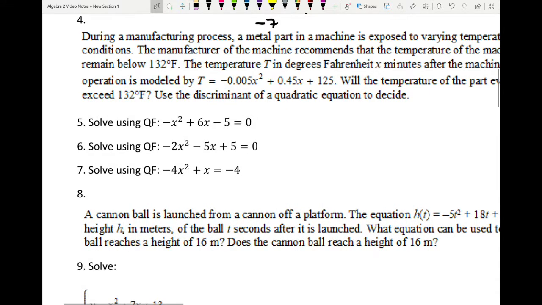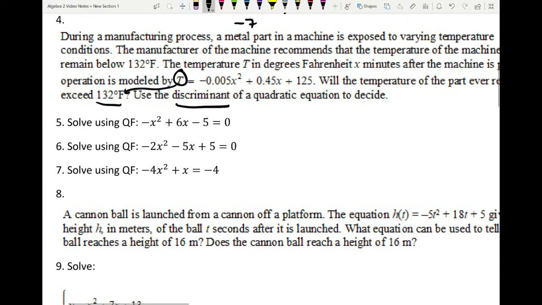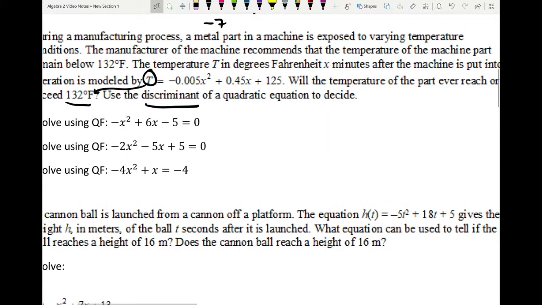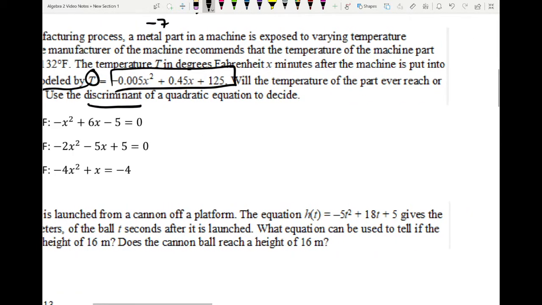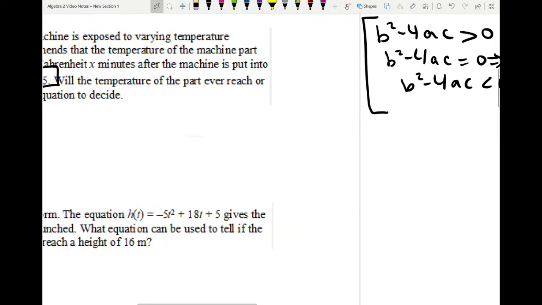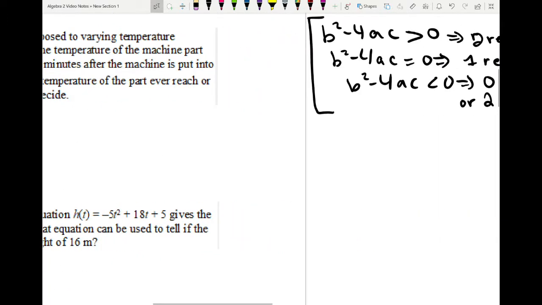Okay, so this is another discriminant question. So it's saying, will the temperature, or T, ever be equal to 132? So that's what we're going to plug in for T, the temperature. So we got 132 is equal to all of this. Okay, so we're going to write that out. So let's write that out over here. This is for number 4.